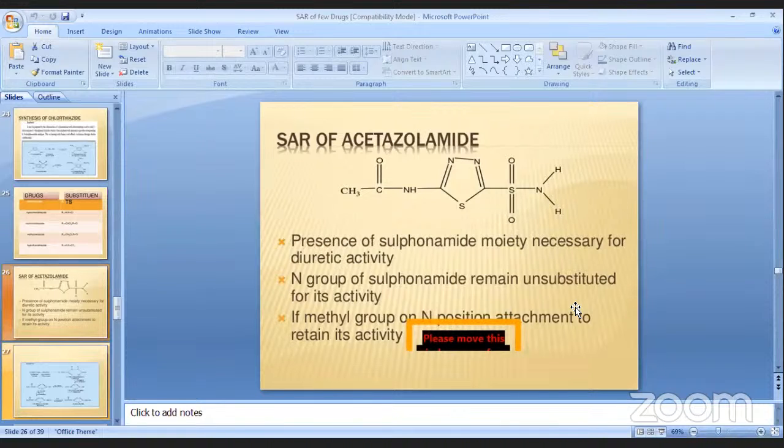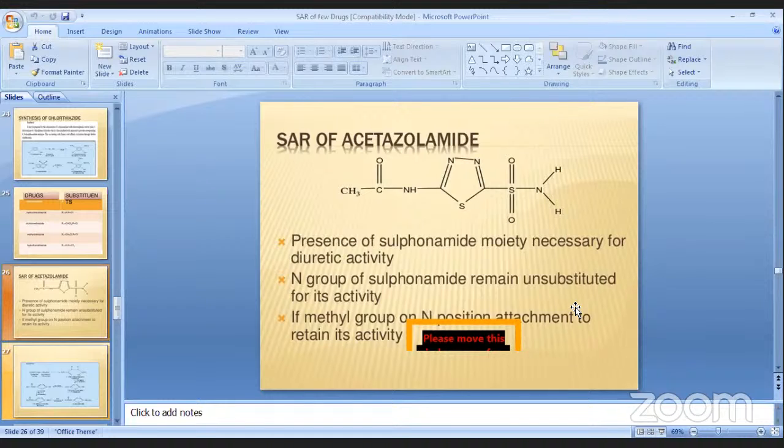So the heterocyclic moiety attached with the sulfonamide moiety is very important, because if you add benzene, there are some benzene-containing drugs like benzolamide. This also has some less activity, because the heterocycle has more aromaticity than benzene.